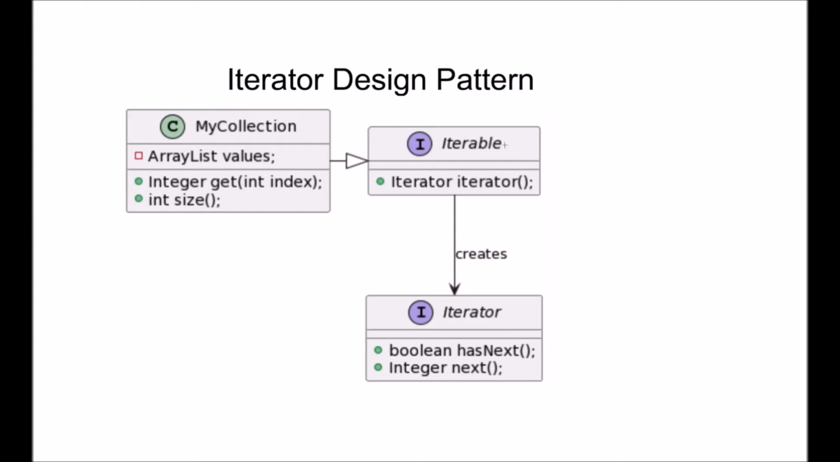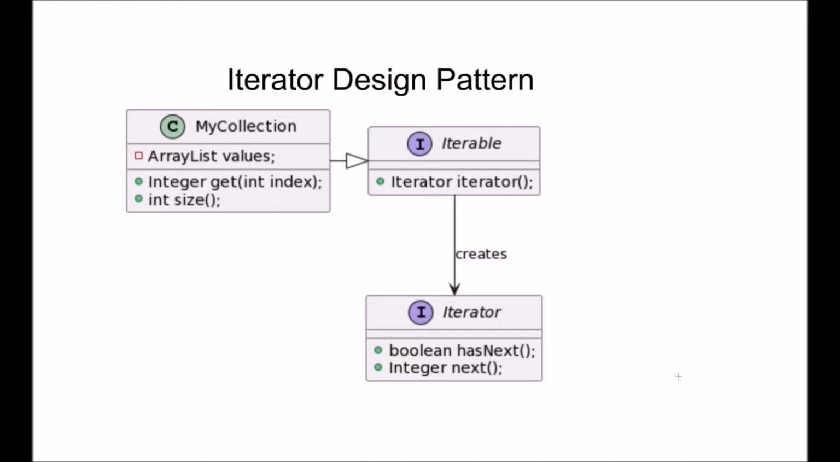The iterator design pattern has two interfaces. The first one is named iterable and the second one iterator. Let's first understand what iterable means. Iterable simply means that a collection can be iterated upon using an iterator. So for my class here, myCollection, I implement iterable, and that means that anybody can use an iterator to iterate over the values of this collection. This interface has a single method named iterator that creates a new iterator object.